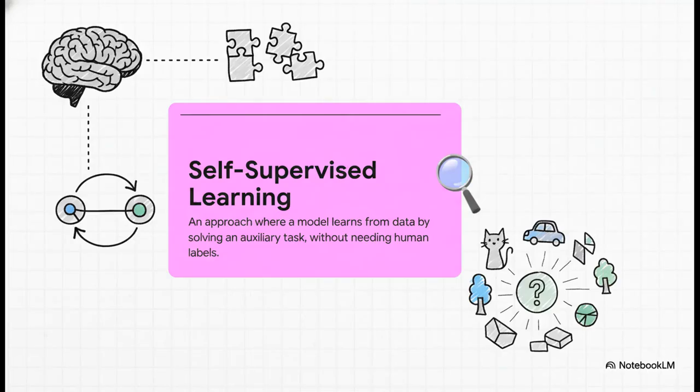So what's the alternative? It's this idea of self-supervised learning, and the core concept is just brilliant. Instead of us feeding the AI answers, we give it a puzzle to solve using the data itself. And by figuring out the puzzle, it starts to learn these rich, meaningful features about the world, all on its own. No human labels needed.